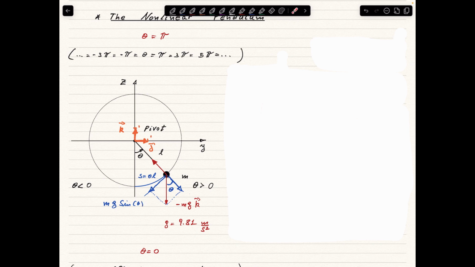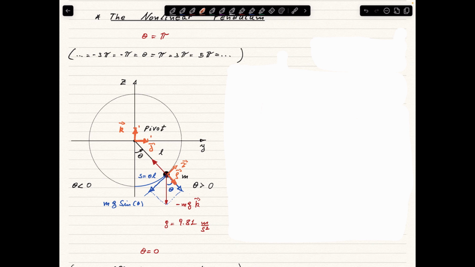And now in which direction? Well, it's in this direction, but it's hard to write in terms of k and j. So we are going to introduce other vectors that are unit vectors along the tangent of the circle where the pendulum moves. Let's call it the tangent vector, tau, unit vector. And then the radial vector, here, we are going to call it rho, Greek letters for radial and tangent.